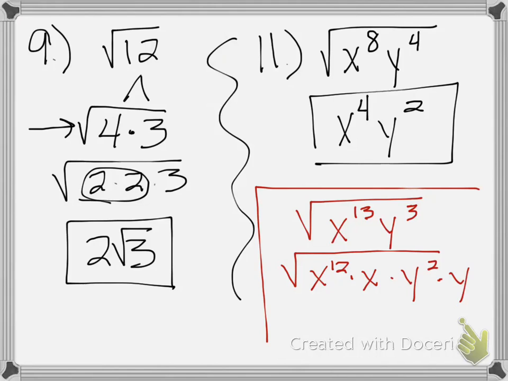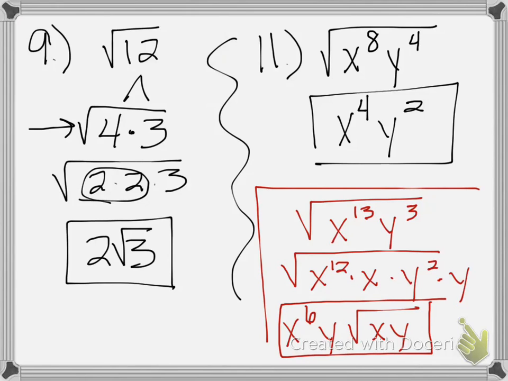And now I can take the square root of the even ones. The square root of x to the 12 is x to the 6th. And the square root of y squared is y. And I still have a single x and y underneath there.